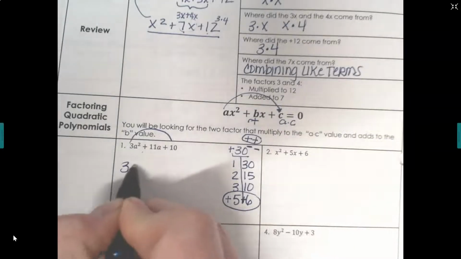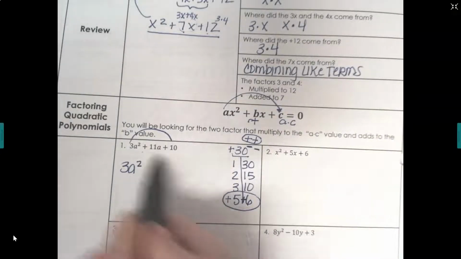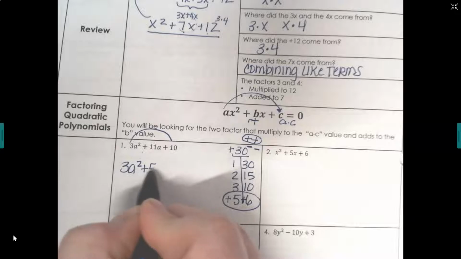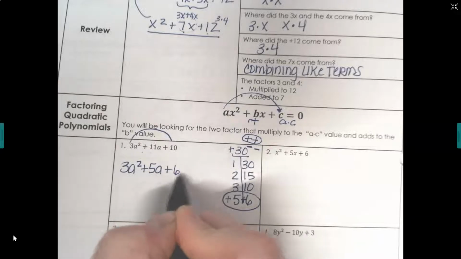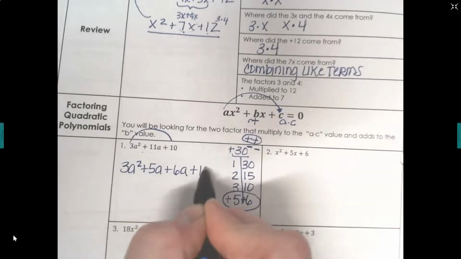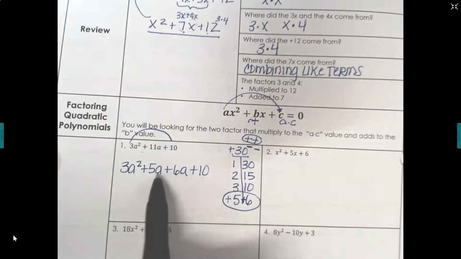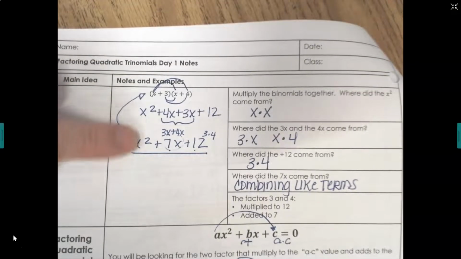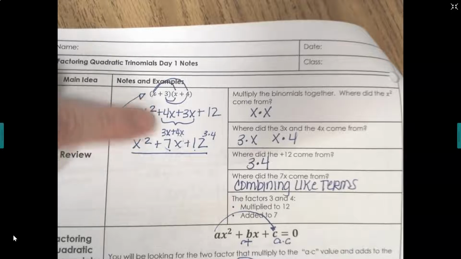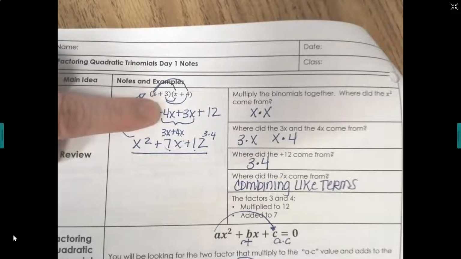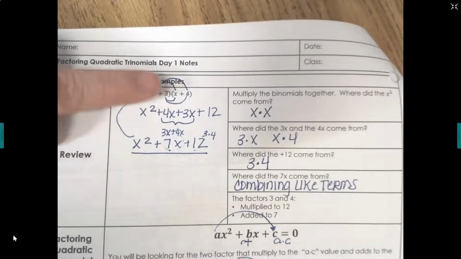So we have an a variable. Here's what we're going to do. We're going to write 3a squared, but instead of 11a, we're going to say plus 5a plus 6a plus 10, because 5a plus 6a is 11a. That's what we did here. We were going down this way, but if we go in reverse, you'll see how the 7x was split into the 4x and the 3x. Our next step is to take it back to here.